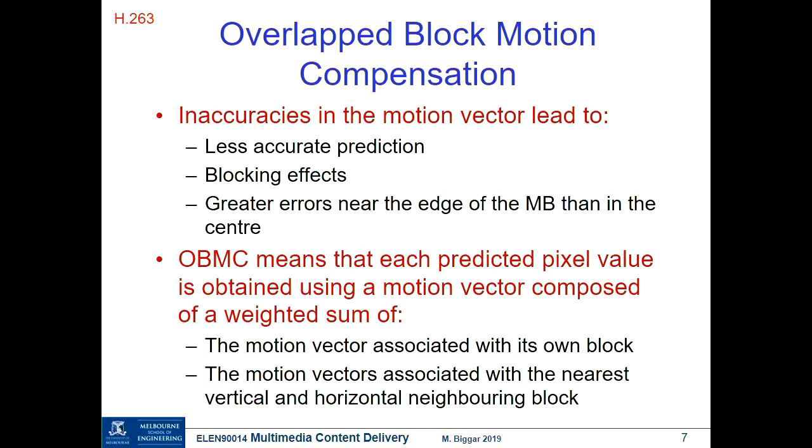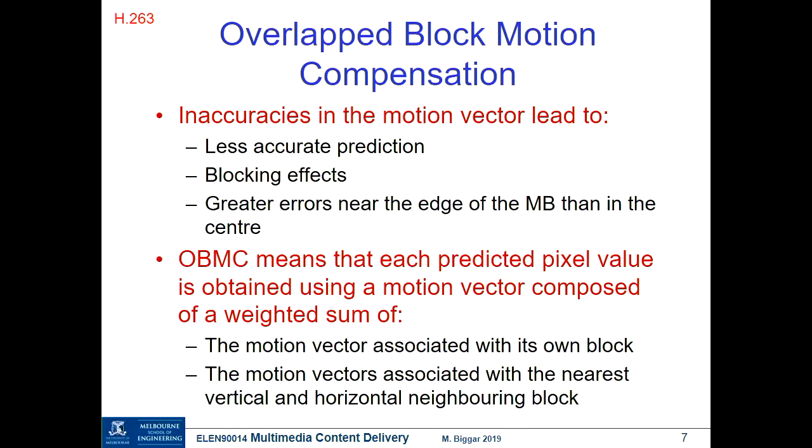So if the motion vector is not very accurate for those particular pixels, it could lead to these problems where we have less accurate prediction, we start to see the blocking effects, and we have greater errors near the edge of the macro block than in the center. So if you don't completely understand where this is going, just wait for a minute. I think the next graphic will make it more clear.